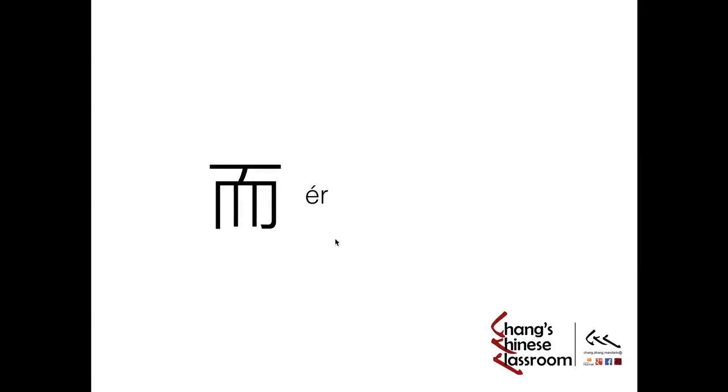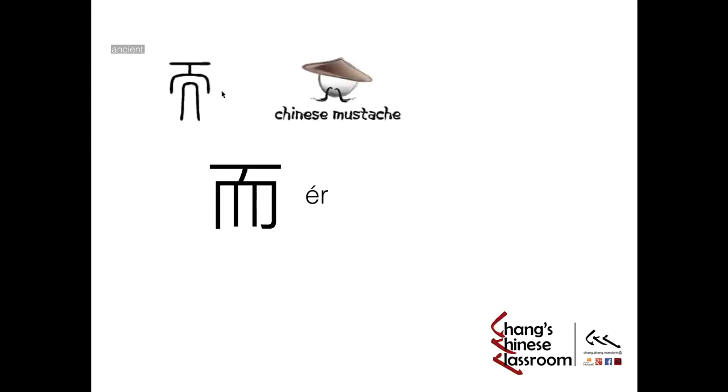Okay, the second character with me, 而. This is actually a picture to depict a part of our human body. Can you imagine? This to me is actually quite funny. It refers to the Chinese style mustache. It means the bristles on the jaw.